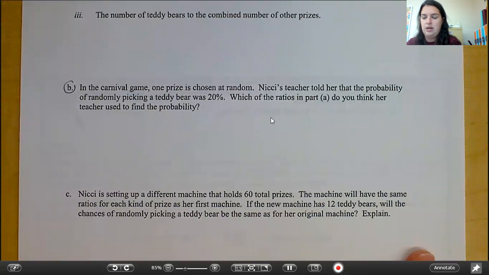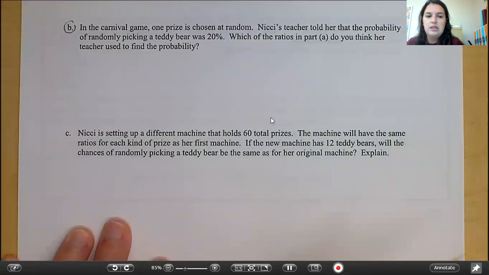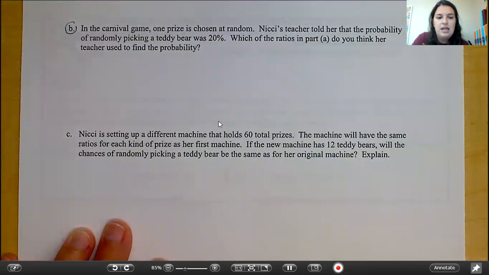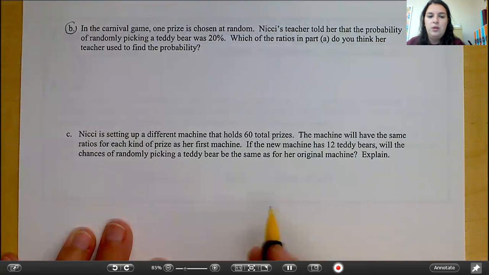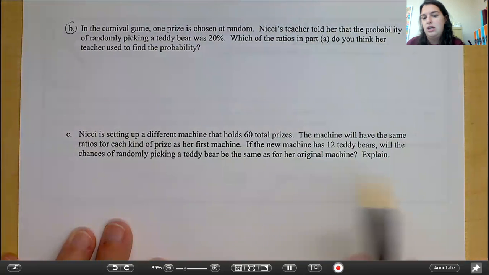Okay, if you're back with me, again, we're going to save that and talk about it in class. Part C says, Nikki is setting up a different machine that holds 60 total prizes. The machine will have the same ratios for each kind of prize as the first machine. If the new machine has 12 teddy bears, will the chances of randomly picking a teddy bear be the same as her original machine? Explain.